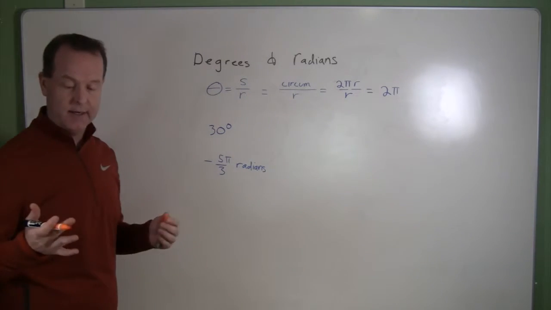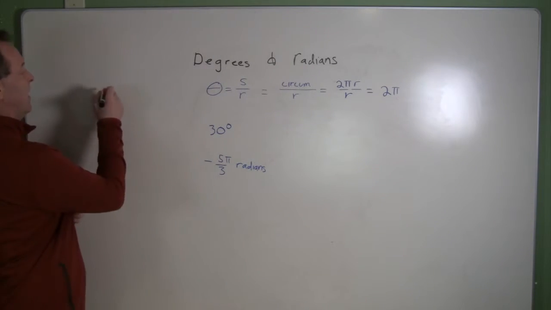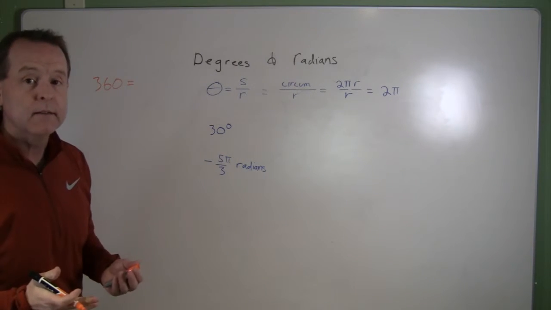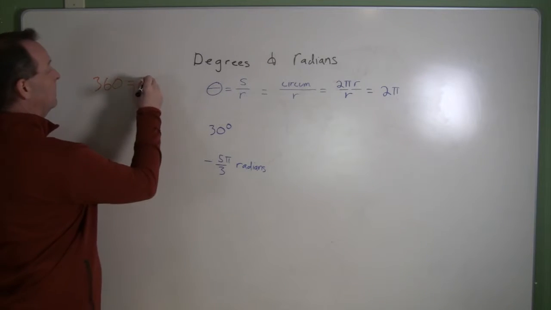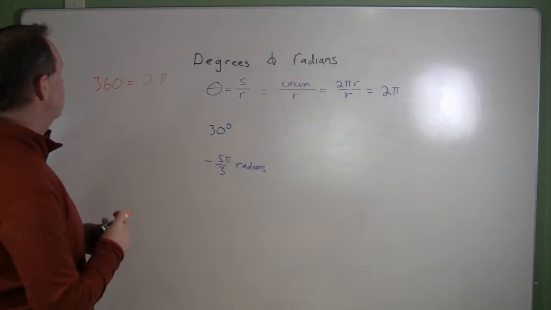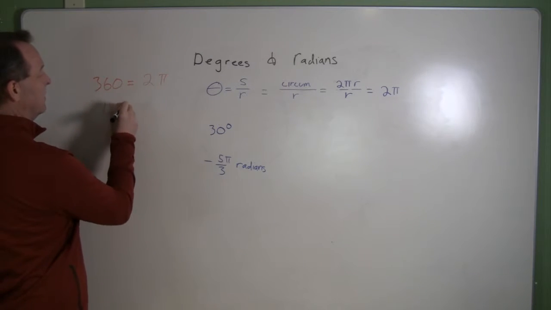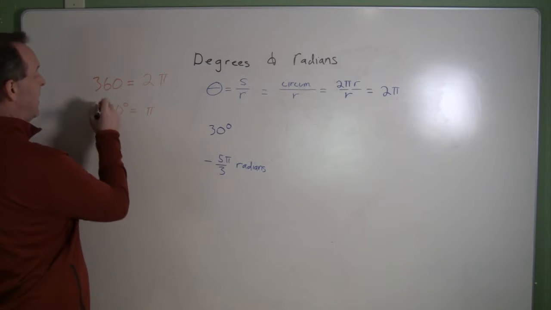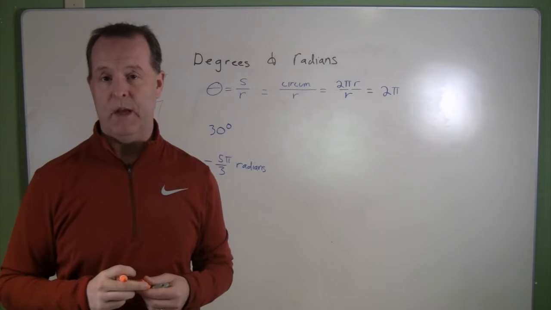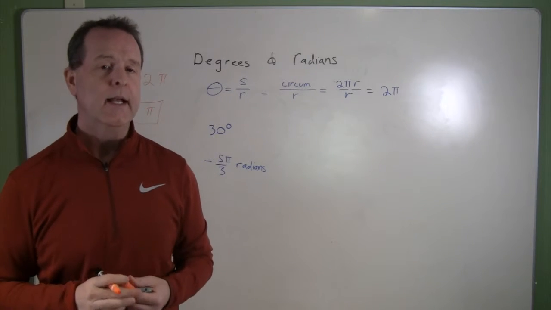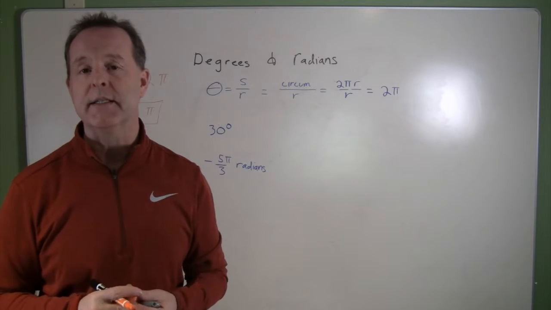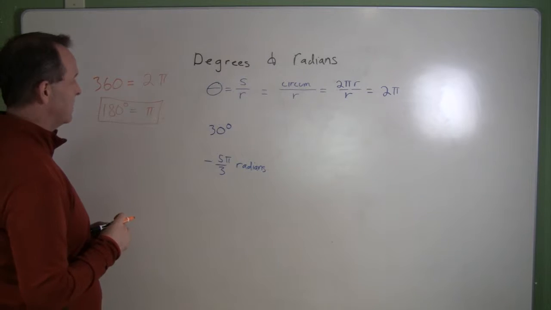And that will help us because we know the degrees around an entire circle is 360 degrees, which is 2 pi. And then if I reduce that down, I'll get 180 degrees equals pi. That's going to be a very useful relationship that we can use over and over again: the distance of pi is 180 degrees when we're thinking about angles.